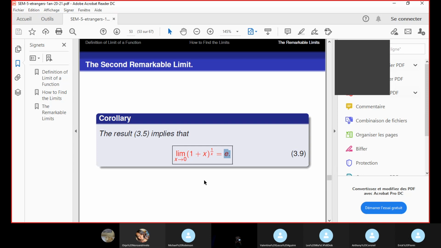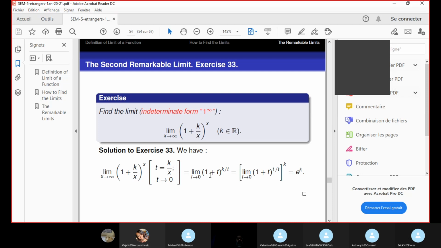Yes, it makes sense. So it is only the changing of variables. You see, nothing special. I can say that it will be not x, but y. I change 1 over x by y, then y goes to 0, and something in the brackets will be 1 plus y, and then the power will be 1 over y. Nothing special.